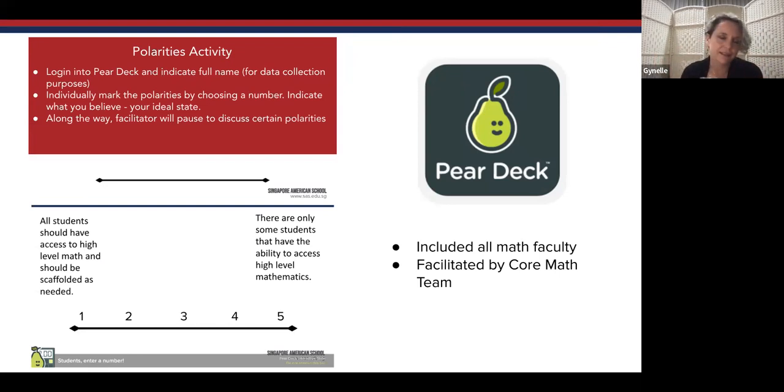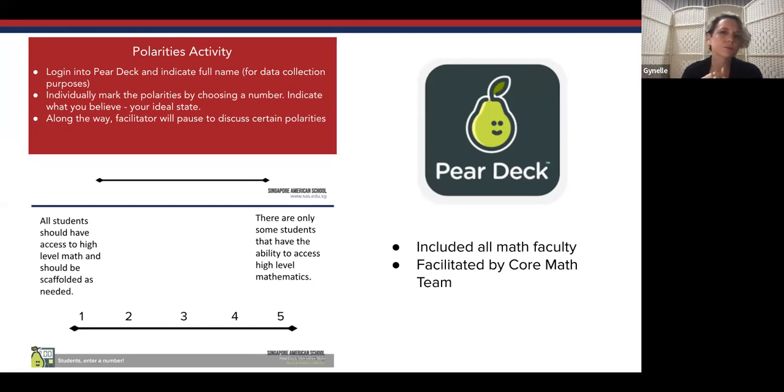It's nothing that exciting because we already shared this with you last time, but what we did was we took the polarities activity that we did with the math core team and that we revised with the core team. And then we brought it to all of the faculty. So anybody who taught math. In the elementary school, that was everybody. In middle school and high school, it's just the math faculty. If you have a large school like ours, you need lots of facilitators. So we used the core math team to facilitate.